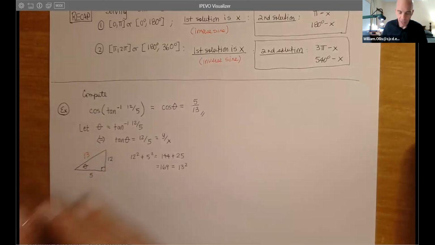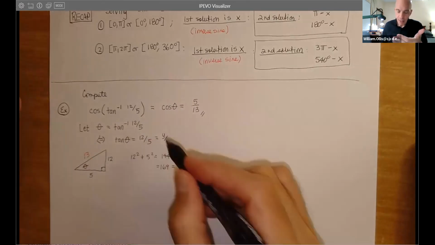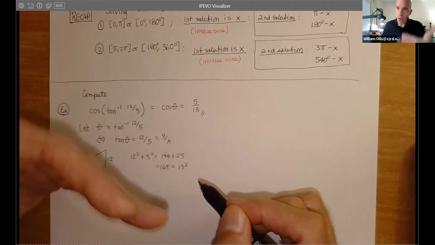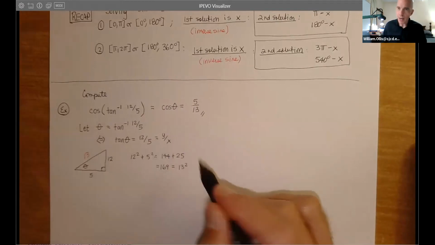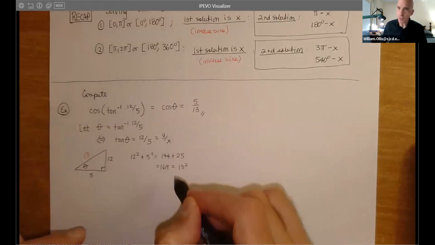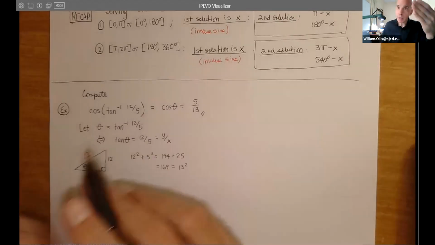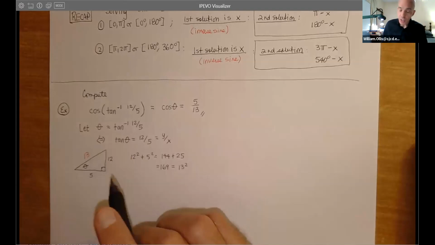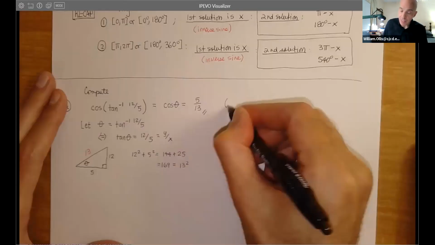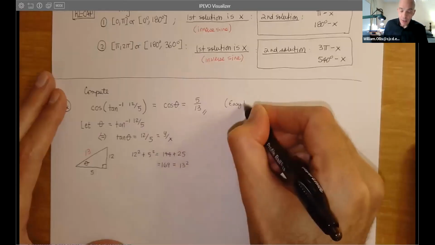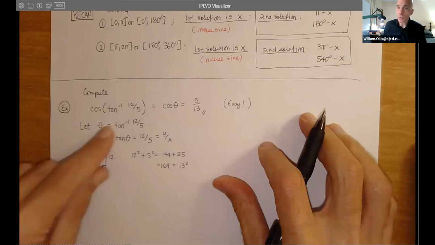It's like, okay, well, I'll just think of this as opposite over adjacent, y over x, and draw a triangle and finish it off with the Pythagorean identity or Pythagorean theorem, and then boom, adjacent over hypotenuse. So this is easy. This is easy with the triangle approach.